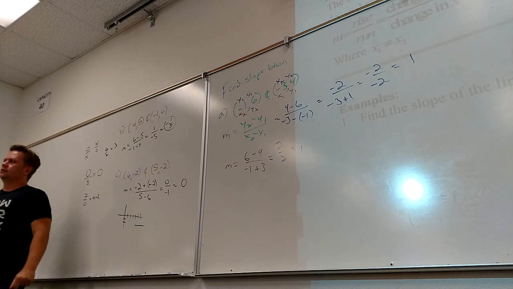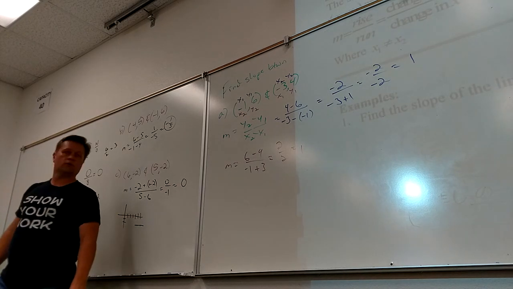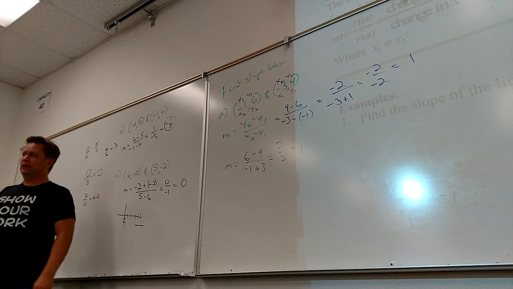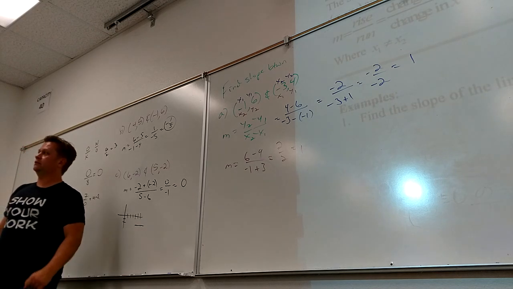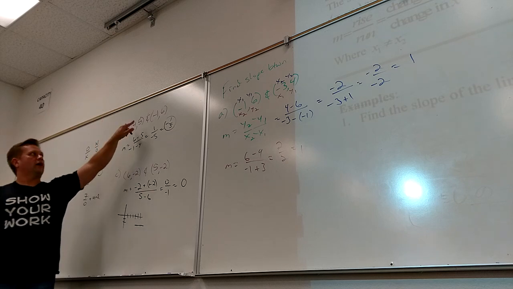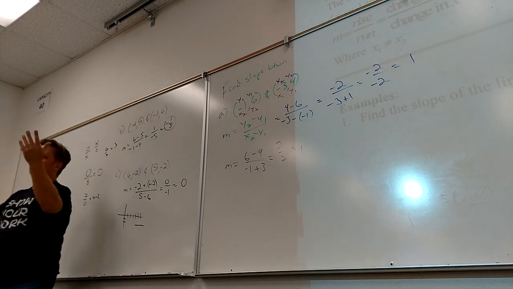I like it. Yes? For b then, if you got 5 over negative 1, would that be negative 5? Yes, if. We definitely didn't, though, right? But if I had turned the points around, then we would have gotten 5 over negative 1, which is negative 5. Yeah.